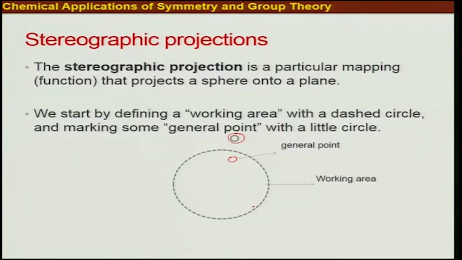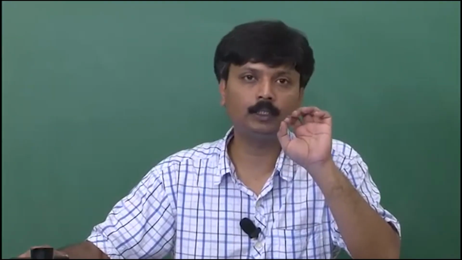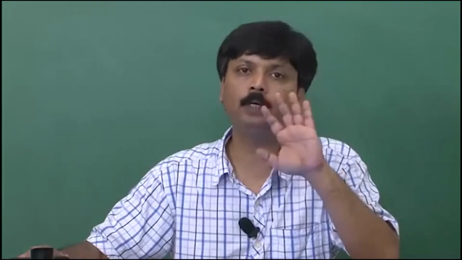And then we take any general point on that particular working area or working space, and then we perform the symmetry operations. Now, which symmetry operations will we be performing? When we look at the symbol, that is the Schoenflies notation, for any point group, certain symmetry operations which are in that particular point group are pretty obvious.